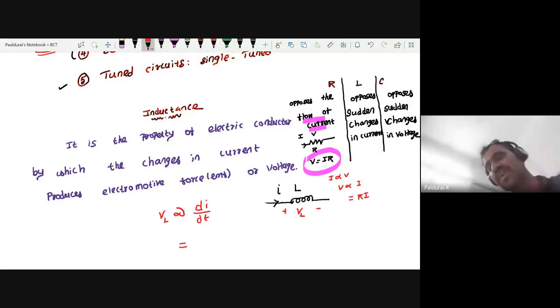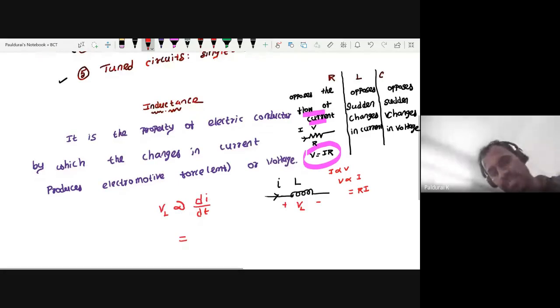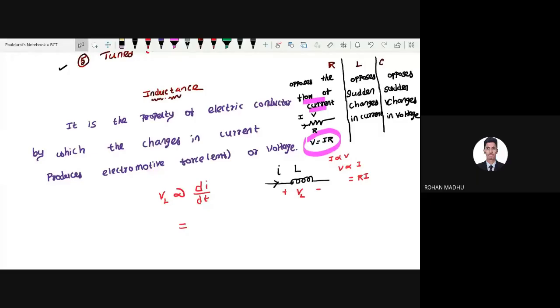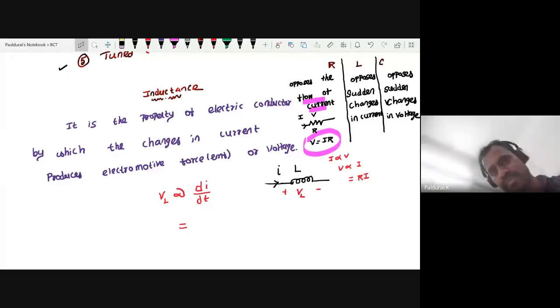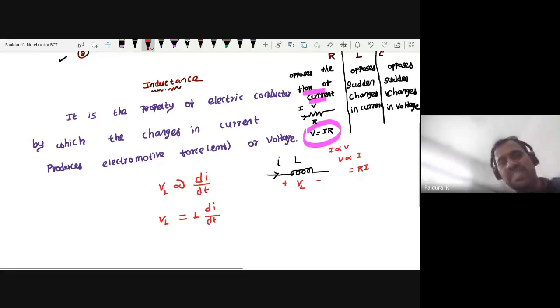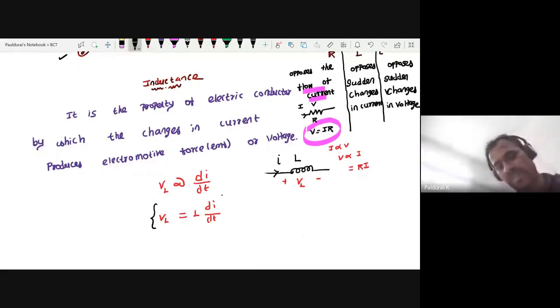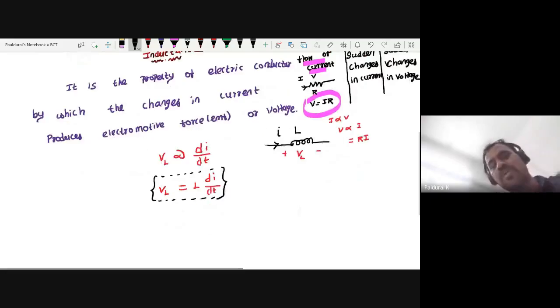Similarly here, any guess what could be the constant to remove the proportionality? Inductance. So that's L times, very good, dI by dt. So the voltage across the inductor VL equals L times dI by dt. This formula you already know, right? That's already what we studied, but this is another way: from the definition, I have written the formula for inductance.